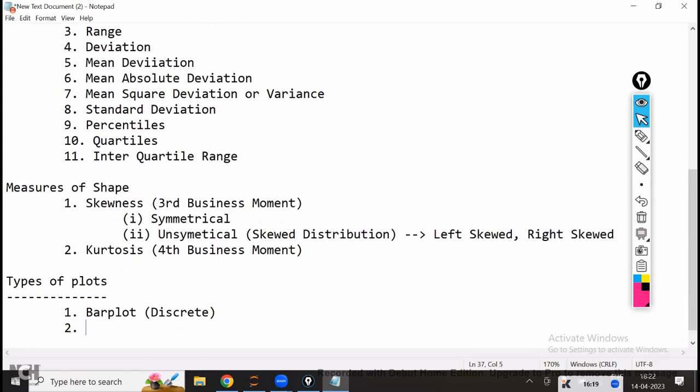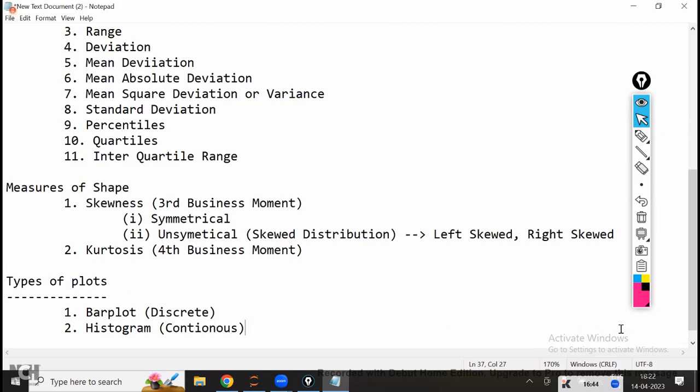Second one is histogram. Just focus on the board, whatever I'm writing, and recollect whatever we have discussed. No need to write. I'm going to upload this in the drive. Whatever I'm writing on the notepad, I will upload immediately. For your purpose only, I'm typing now. So histogram is for continuous data.